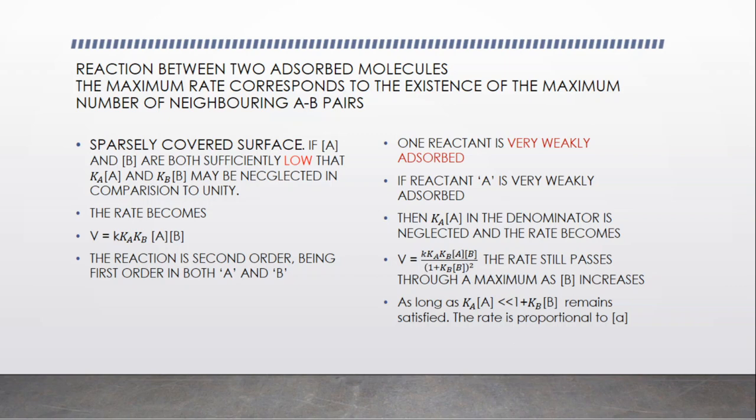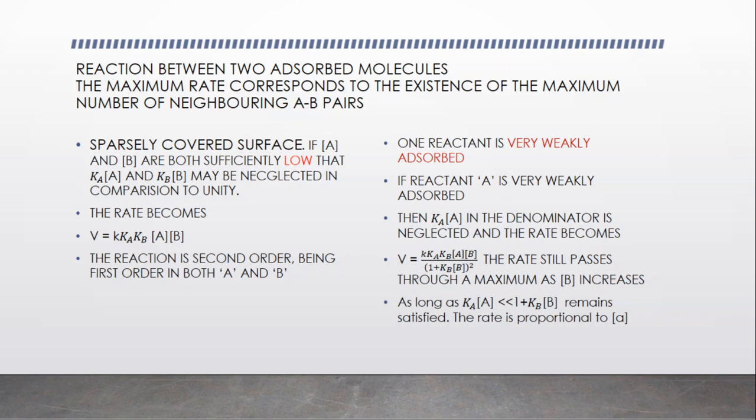Considering the case where the surface is sparsely covered by both A and B, that is, the concentrations are low, Ka into concentration of A and Kb into concentration of B may be neglected in comparison to unity. Then the rate becomes V equal to K into Ka into Kb into concentration of A and B, which follows second order kinetics, being first order in both A and B.